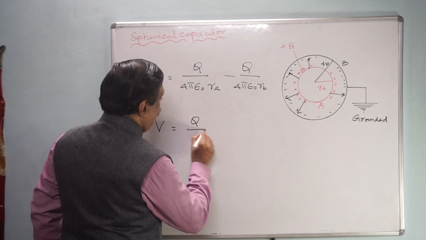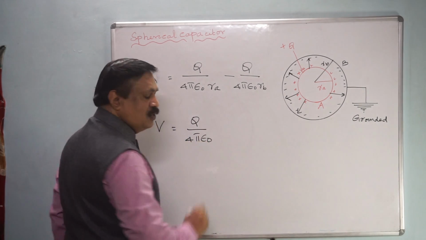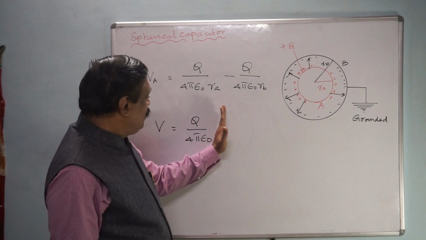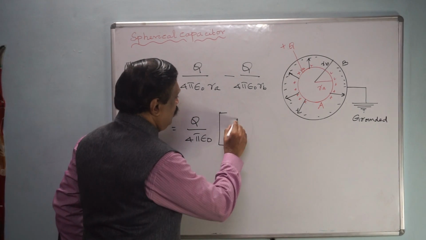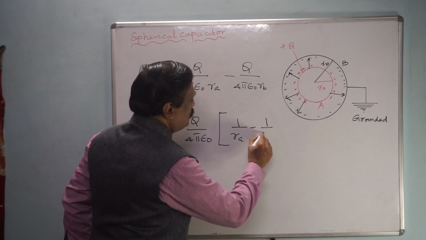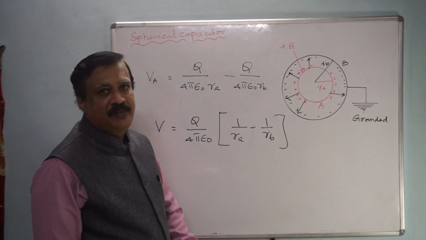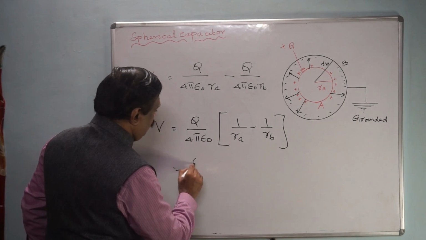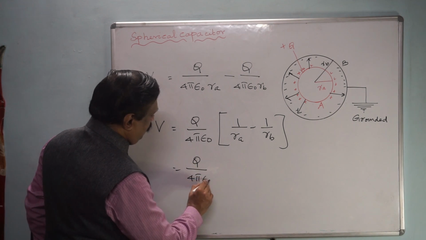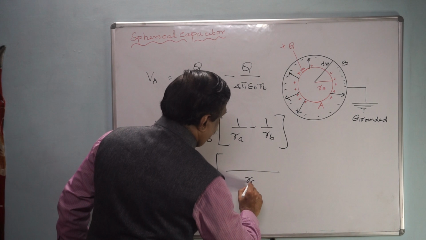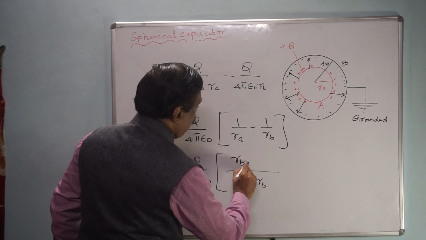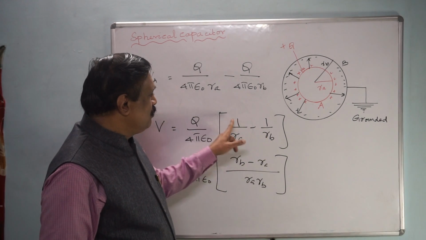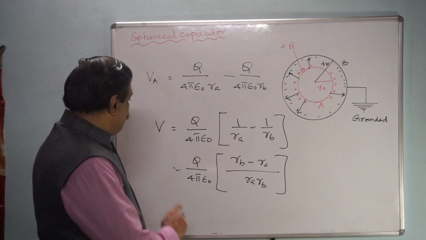Therefore V equals Q by 4 pi epsilon 0. In these two equations, 4 pi epsilon 0 is common and Q is common, therefore I have taken them outside. Now, if you take 1 by RA minus 1 by RB, after this it is simple mathematics only. Now you take the LCM, 4 pi epsilon 0 RA RB, and RB minus RA. You have to multiply this and it will come here and it will go there. Now this is your V.